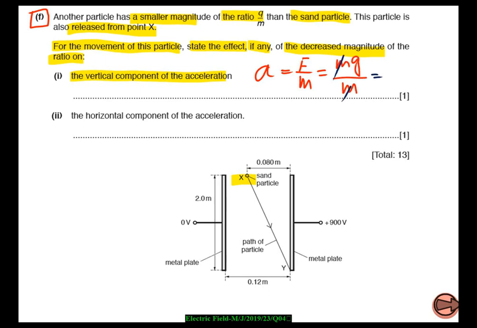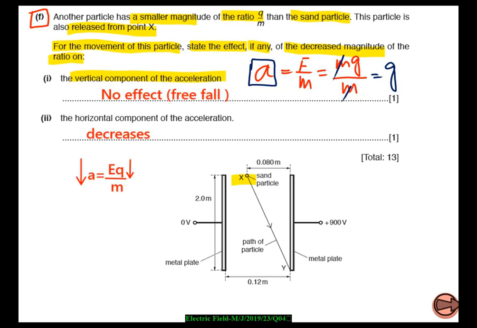So there is no effect on the vertical component of the acceleration. This is what we need to say about this one, and this is how we can answer. We can simply say that there is no effect on the vertical component of the acceleration because vertical motion is independent of mass. Now let's move on to the next one.